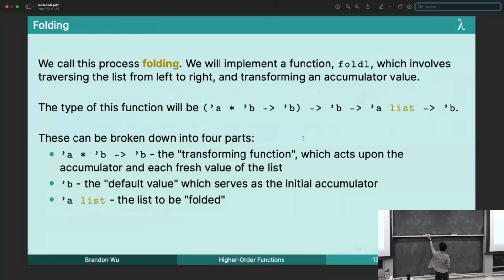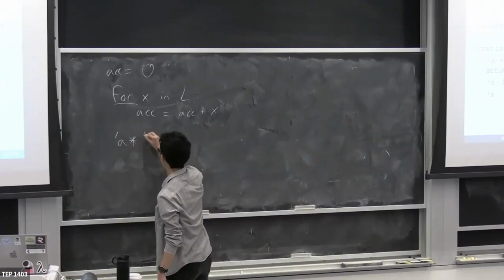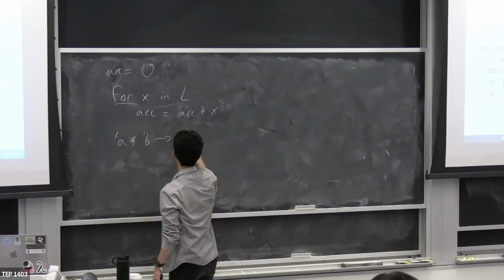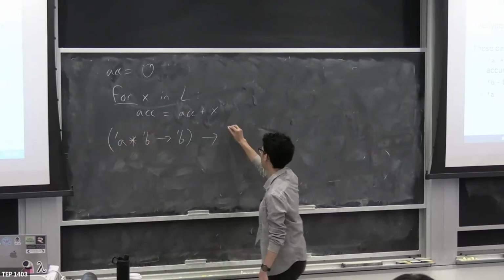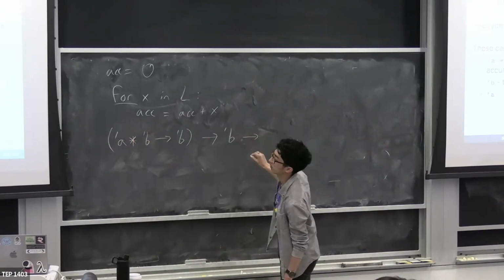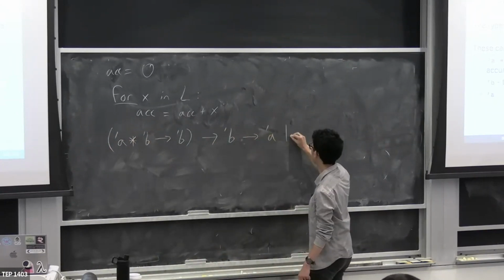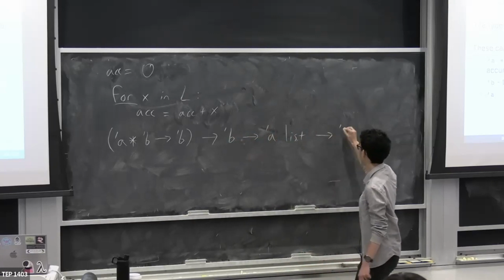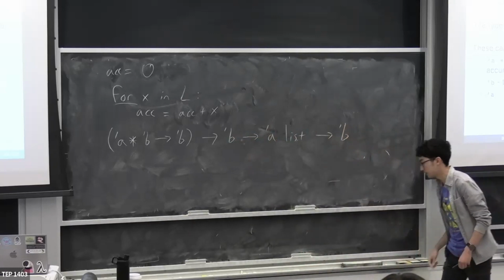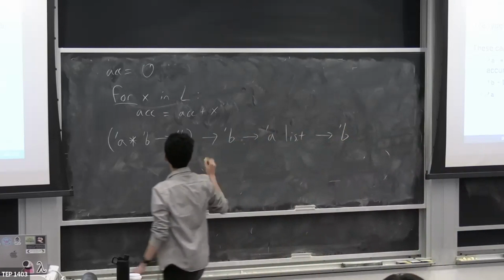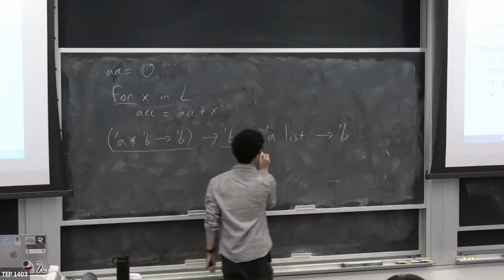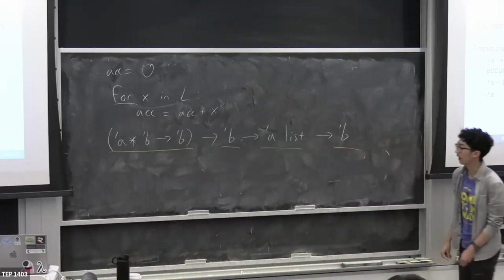I'm going to define a function that's got a really complex type, and we're going to work through it. This is the type: alpha * beta -> beta, to beta, to alpha list, to beta. Let's work through it, all right? It's 4 parts.